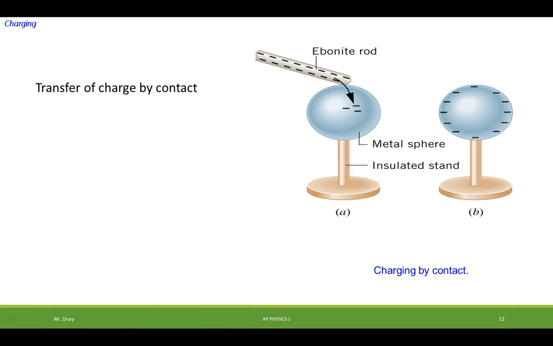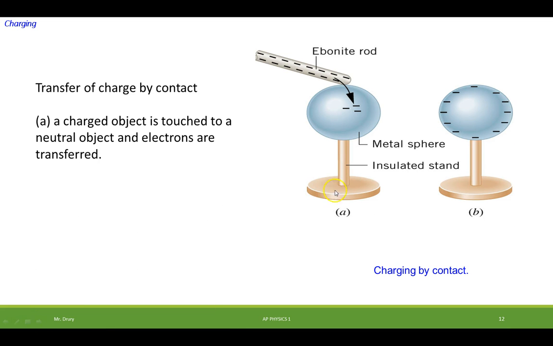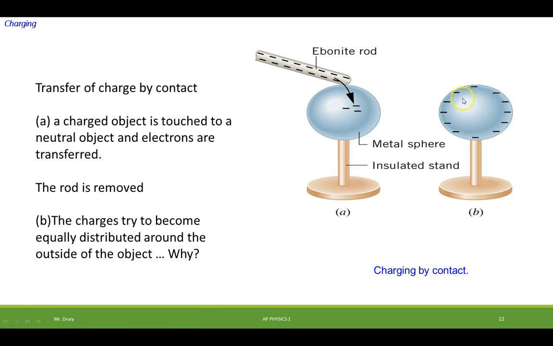Now you could also charge by contact. A charged object is touched to a neutral object, and the electrons are transferred. So this is a neutral object. It's insulated, so it can't lose its charge to the ground. You bring a negatively charged object to it, touch it, and the electrons go into the metal sphere. When the rod is removed, the sphere becomes negatively charged.